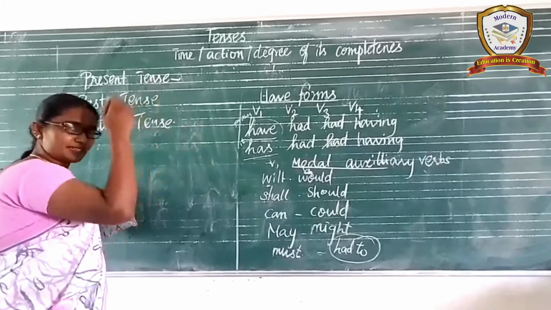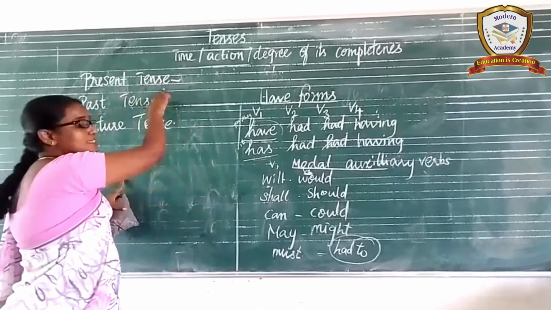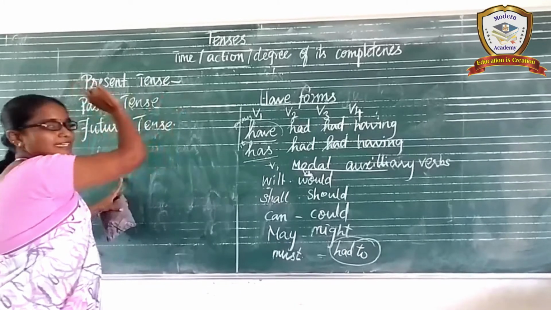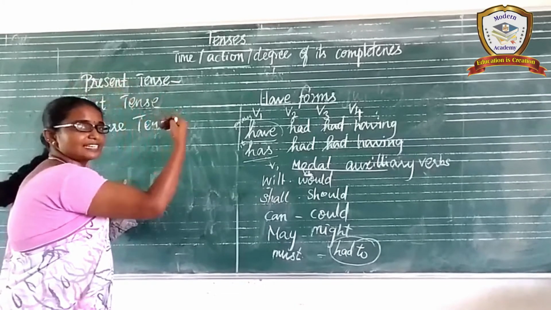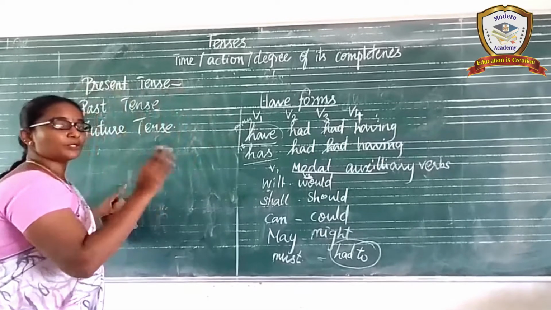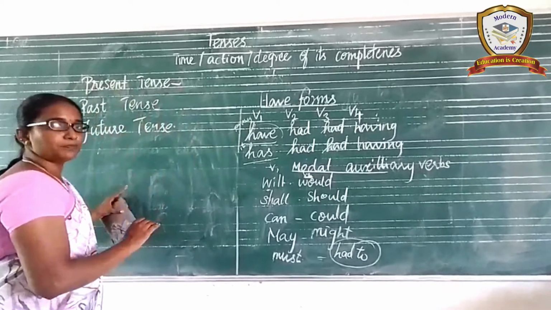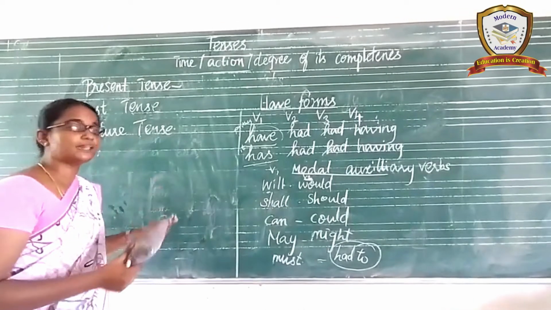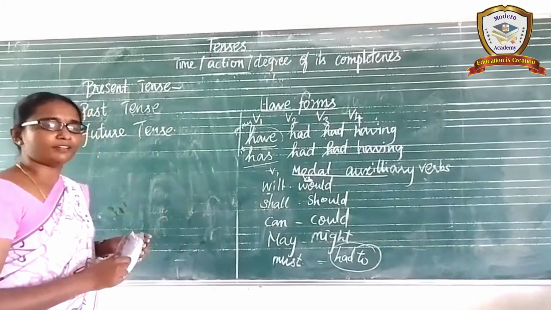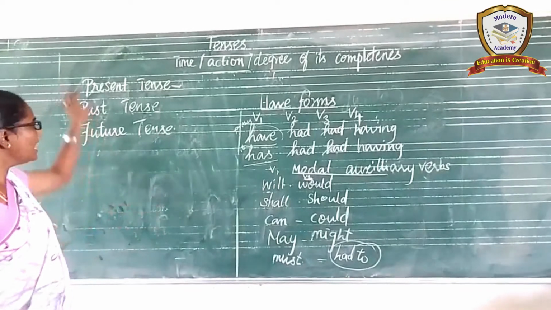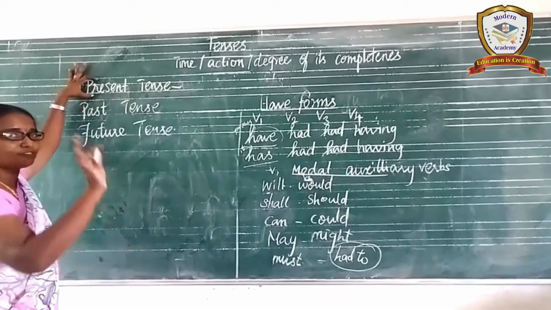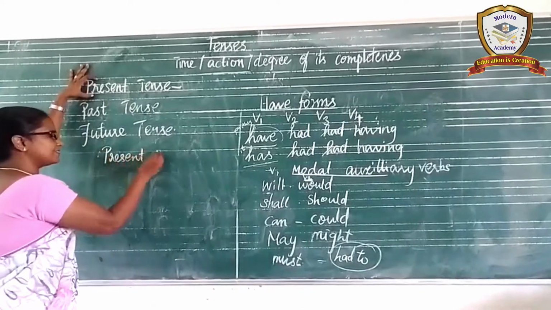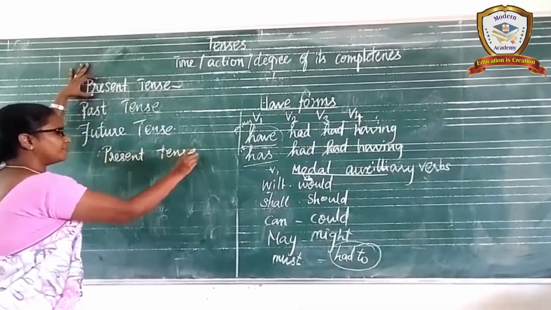Understand? For today's activities, we have to use the simple present tense to frame the sentence. Past tense is what we did yesterday; for these actions, we have to use the past tense to frame the sentence. For tomorrow's activities, we have to use the simple future tense. And each tense has four types.